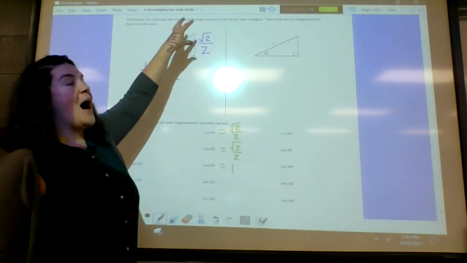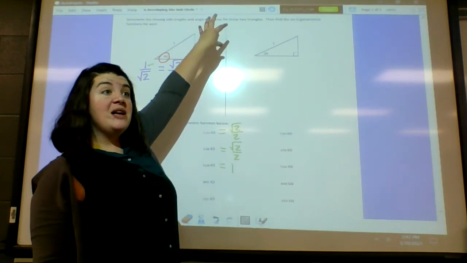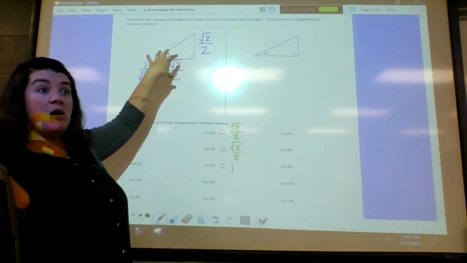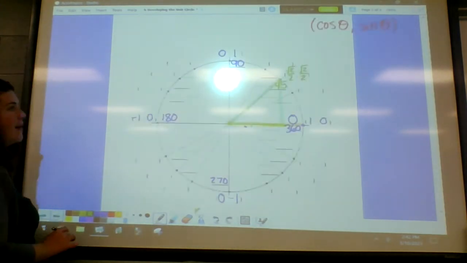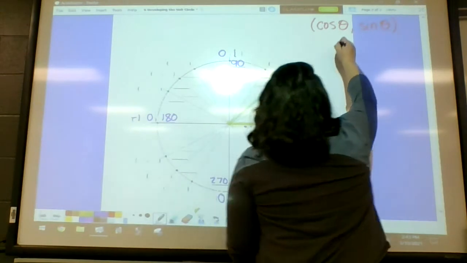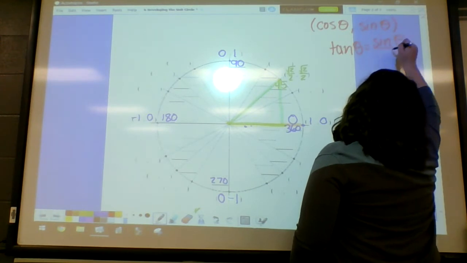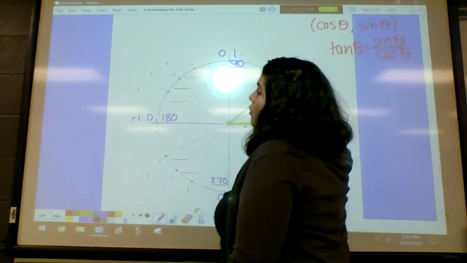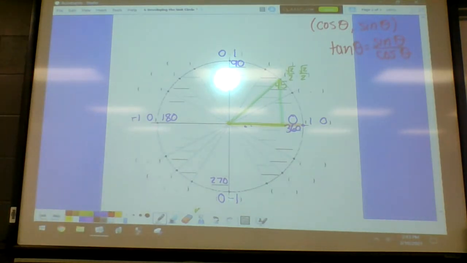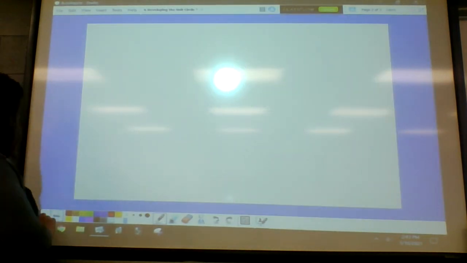And by the way, that was opposite, which is the y, which is the sine, right? Over adjacent, which was the x, which was the cosine. So tangent is always sine over cosine. So if you know the two coordinate points, you can find cosine, you can find the sine, and you can find the tangent. And if you know those three, you can always find the other three, right? Because they're just reciprocals, yes? So knowing the coordinate points on the unit circle helps you find all of these possible angles pretty quickly. Okay? All right.